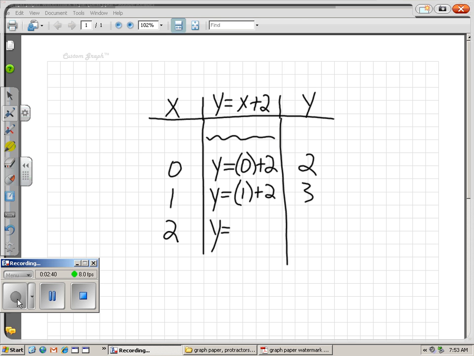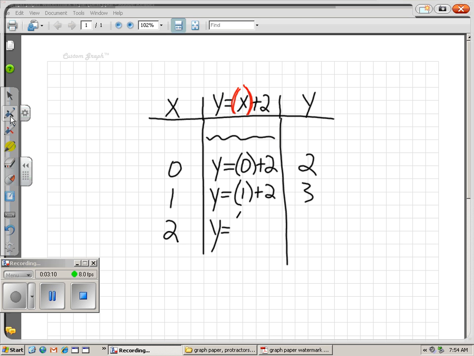Y equals, now notice I'm using parentheses. Whenever I substitute, that means when you take out the x and put in a number, I like to use parentheses as kind of a safety net. Lots of times the number that you're going to put in for x is going to be a negative number. And that negative number will mess up your calculations if you don't put parentheses around it. So as a safety net, I always start by putting parentheses around my variables, my x's or whatever I'm replacing.